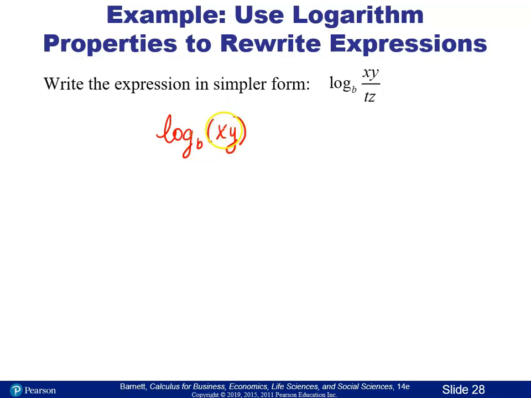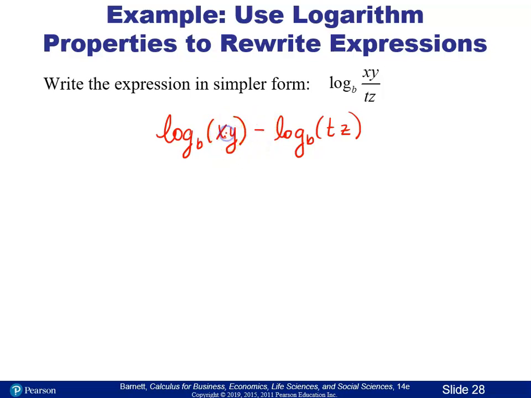So we're going to have the log with the base b of xy, and since it's divided, when we break this apart, it's going to become the log base b of tz. So we're going to subtract those. When we had a single logarithm and they were divided, we can break it apart into two logarithms that are subtracted.